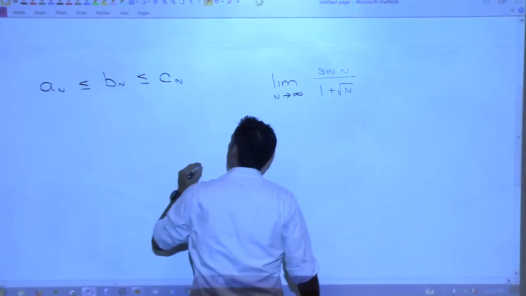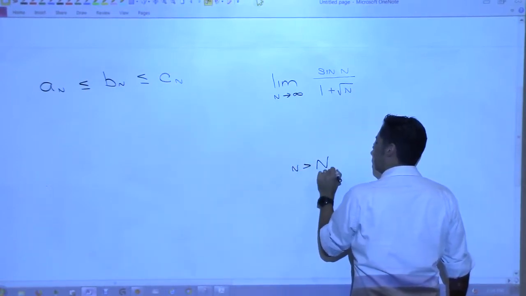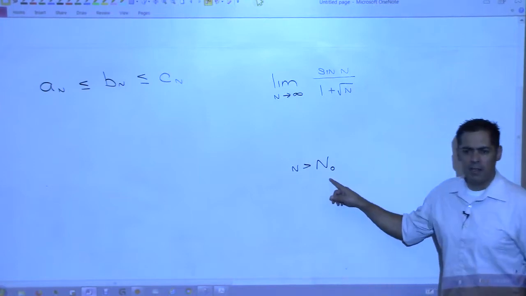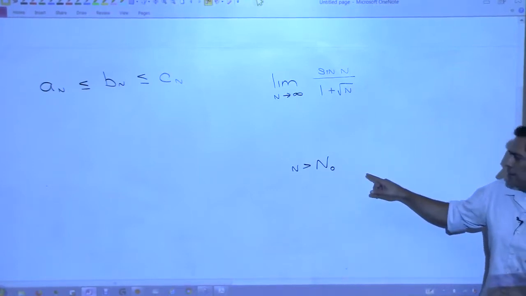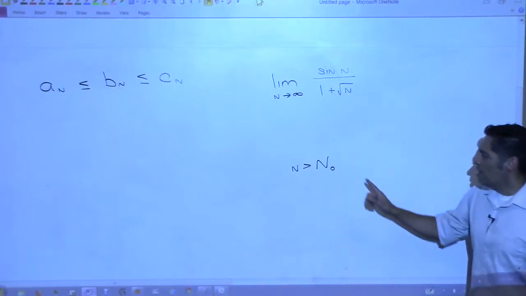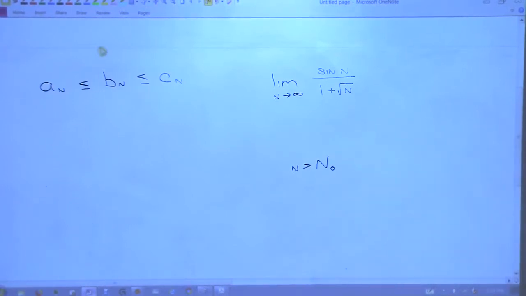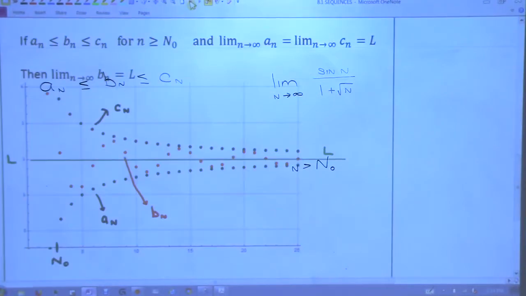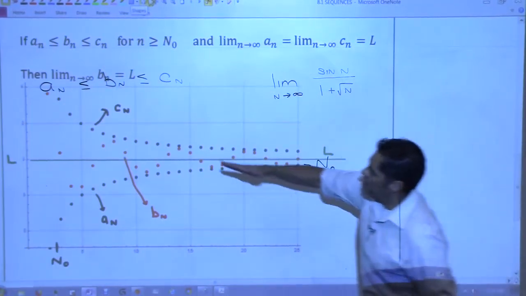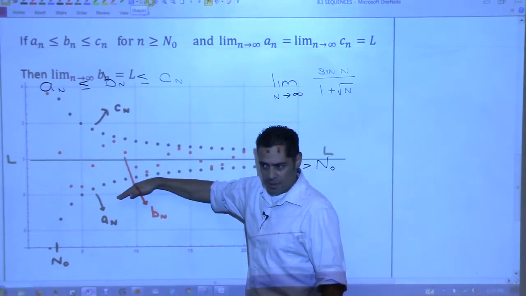Did anybody notice in the notes that I wrote n bigger than capital N sub 0, n naught? Did anyone notice that? And no one really asked me about what that means, so I'm going to point that out right now. What this is saying is that when you look at the picture, I said that this C had to be above the B and the B had to be above the A, right? That's what I said?